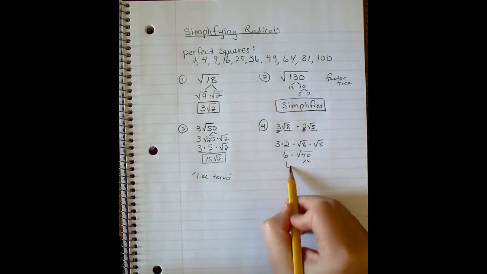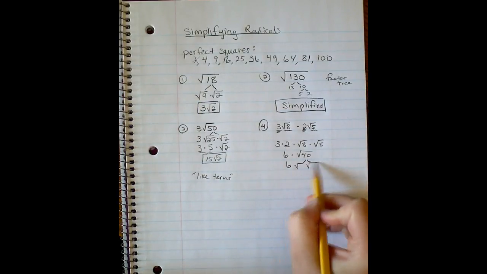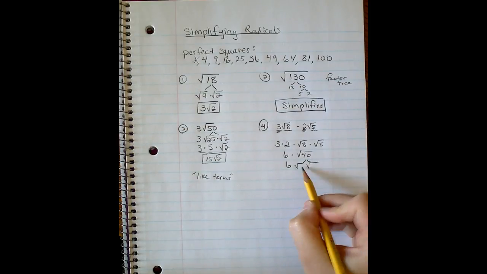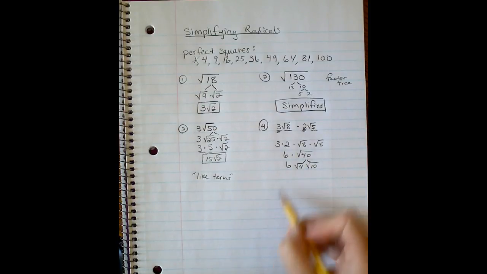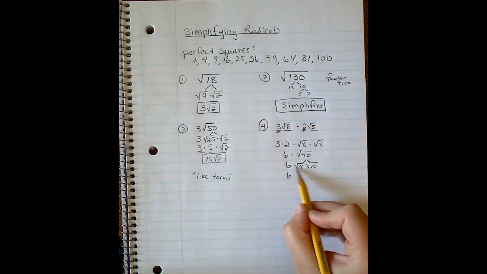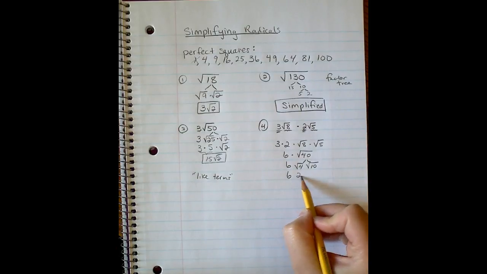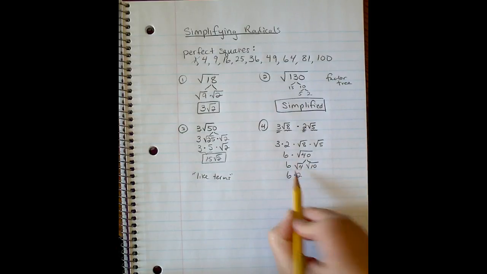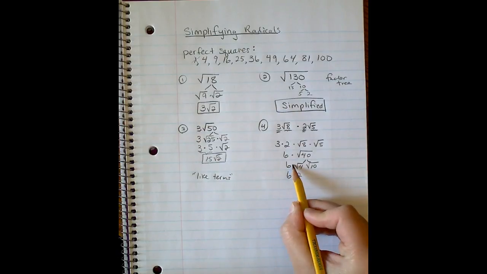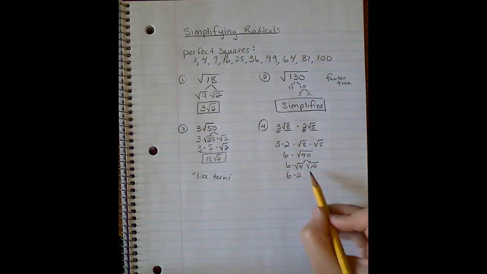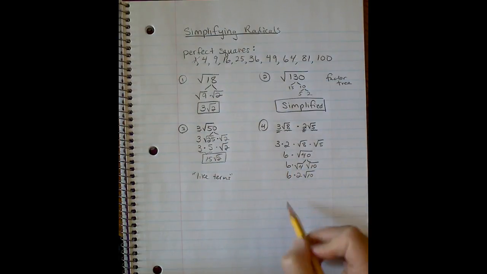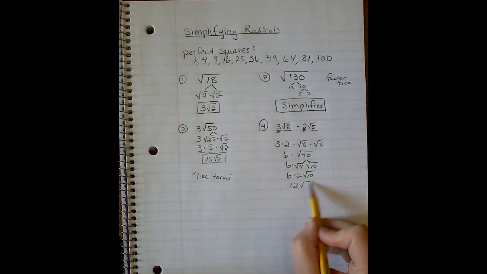So I'm going to carry down my 6, and I'm going to split this radical up into 2 smaller radicals that multiply to get 40. 4 and 10. Carry my 6. The square root of 4 is 2. And remember, if there's nothing in between two numbers, it means they're being multiplied, right? And then the square root of 10. 6 times 2 is 12.